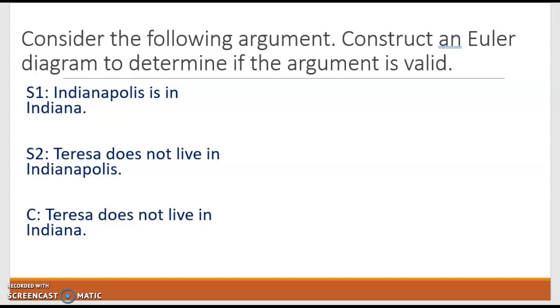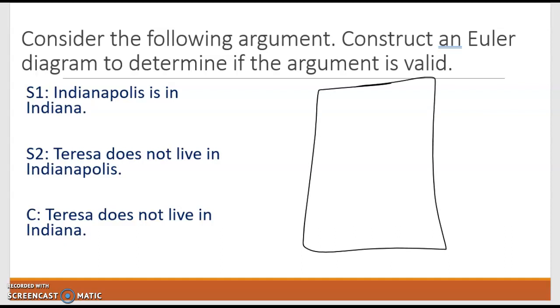We have what we know is the state of Indiana. So this black rectangle is the state of Indiana. Now, Indianapolis is there. So we'll just call this Indy. Okay? So Indianapolis is inside of Indiana, right? That is the visual representation of statement 1. Now, statement 2 says Teresa does not live in Indianapolis.